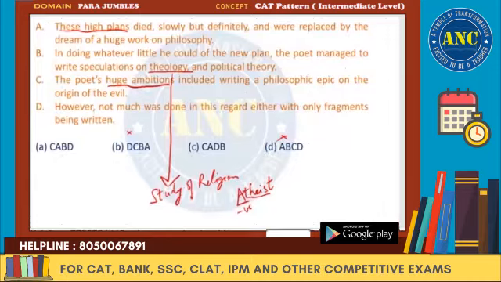Better would be to say he did these things. However, not much was done in that as well. Only fragments were done within this. So a good way to form this paragraph would be CA, then B, then finally D.